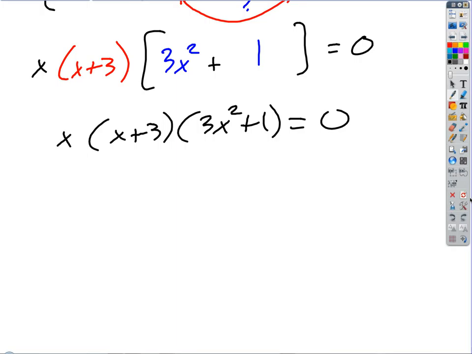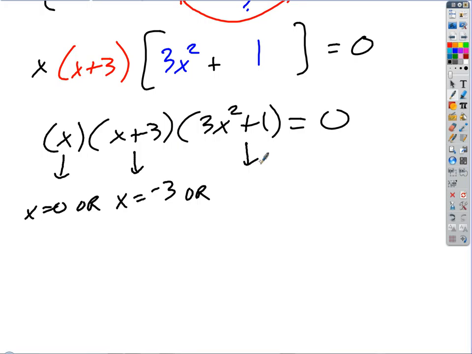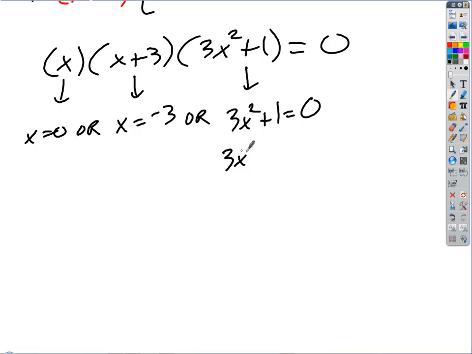So the first one, I want to know when are these 3 factors equal to 0? Because by the zero product property, their product equals 0 when each individual one equals 0, right? So what's the solution to the first factor? 0. X equals 0. Or, what's the equation I get from the second one? Well, I'll just get x equals negative 3. Or, the third one I've probably got to solve. I've got 3x squared plus 1 equals 0. Subtract 1. Divide by 3. Square root.